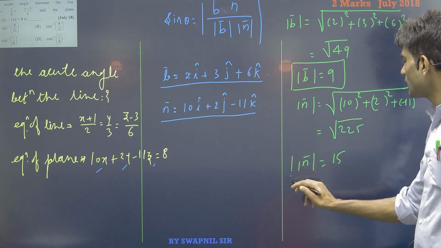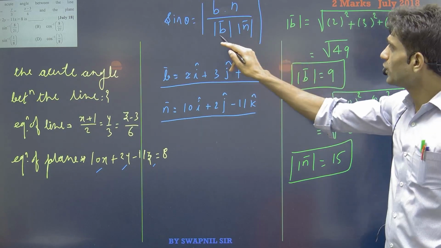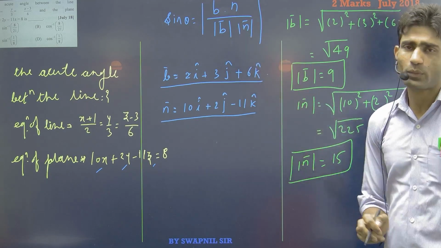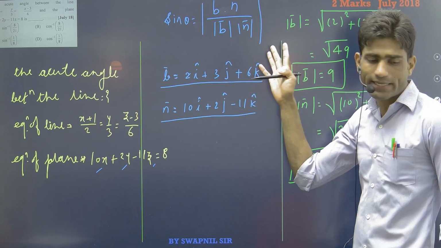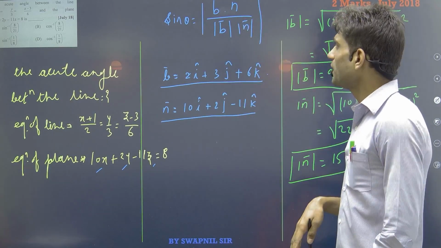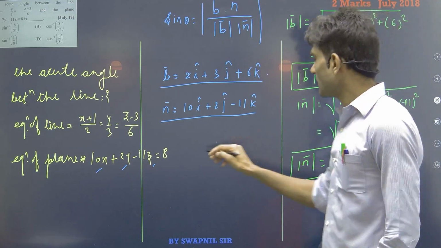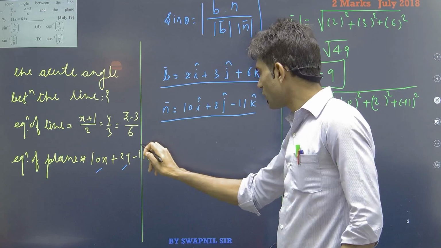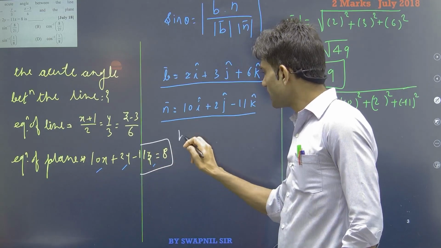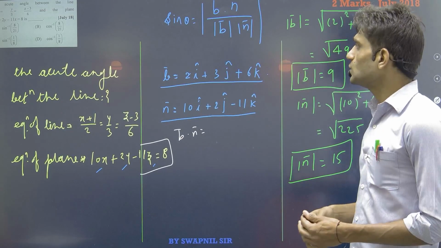Now I have the value for modulus of b bar and modulus of n bar. That means I found the denominator, modulus of b bar into modulus of n bar. We can substitute the values directly. First of all, find b bar dot n bar. How can we define b bar dot n bar? It is the dot product of these two vectors.